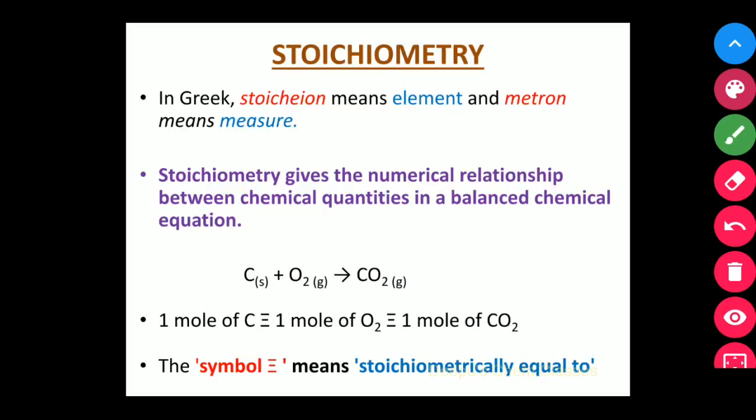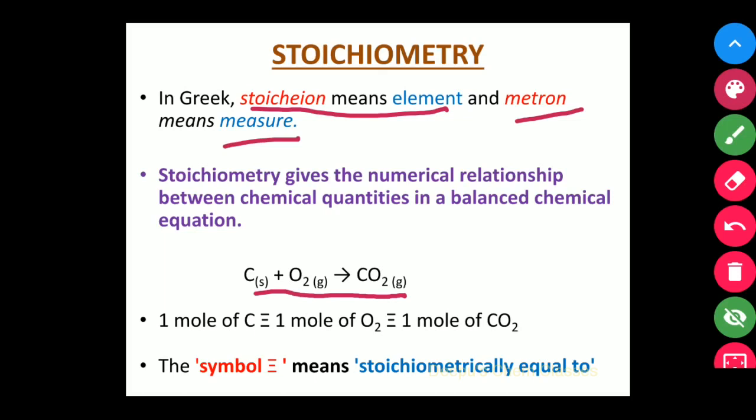Then let us see the next concept, stoichiometry. Stoichiometry generally deals with the balancing proportions of a balanced chemical equation. In Greek, stoichion means element and metron means measure. So stoichiometry gives the numerical relationship between the chemical quantities present in a balanced chemical equation. Numerical relationship in the sense it may be the mole concept, volume concept or mass concept, etc.